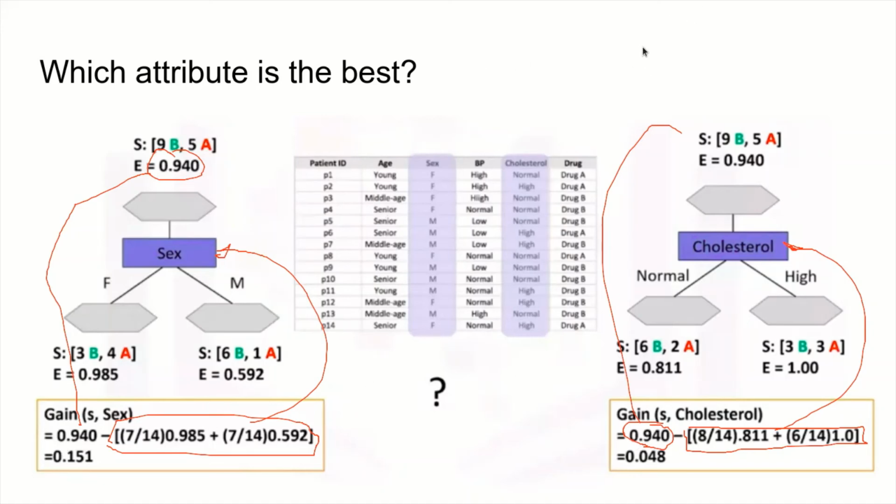All right. So in this example, sex gives us more information, because the information that we've gained is this amount. And if we filter the data by cholesterol, the information that we've gained is less, is this value. So if this value is greater than this value, then we're going to pick sex as our root. And that's it. Is it clear?